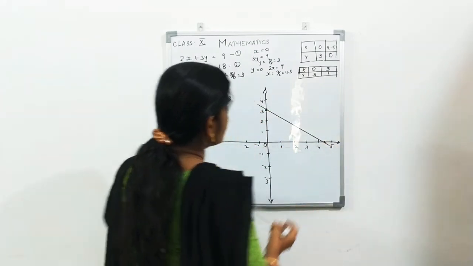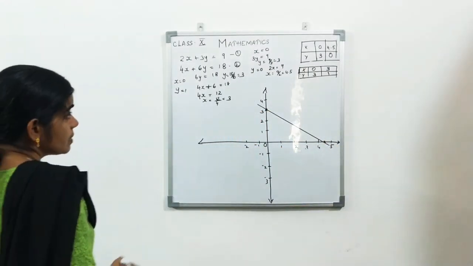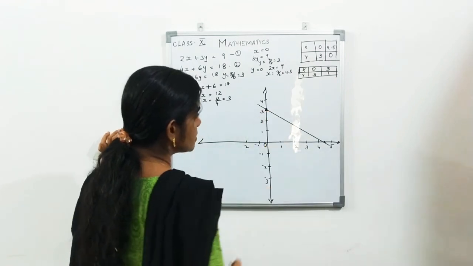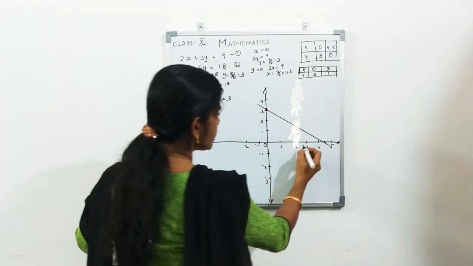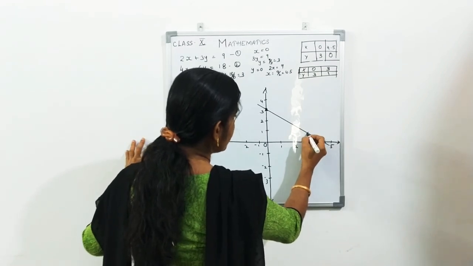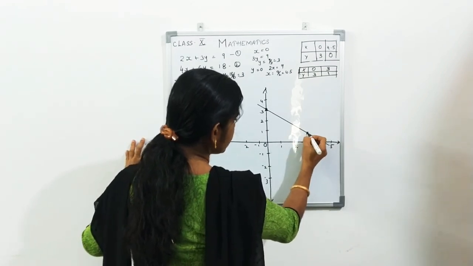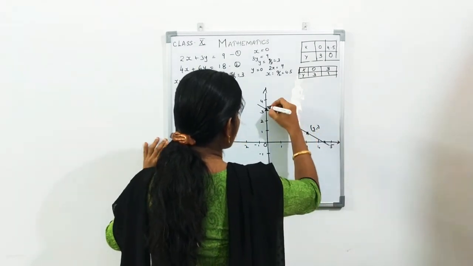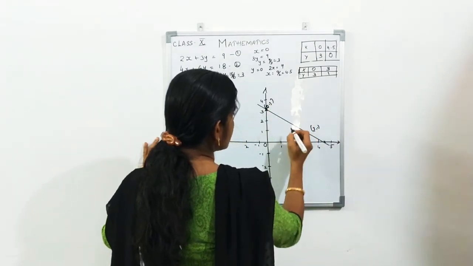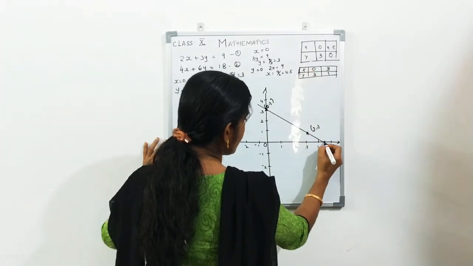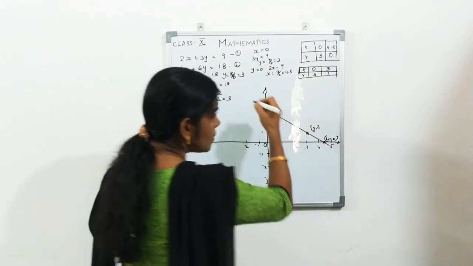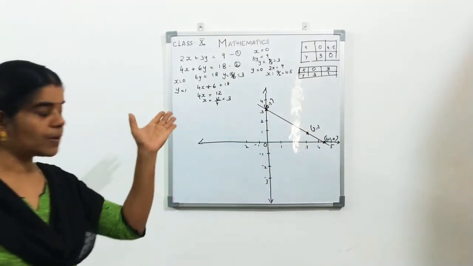Okay. Next one is (0, 3). The same point you got here. Next, when x is equal to 3, y will be 1. That also will be here. That point also, this will be the point (3, 1). This will be the point (0, 3) again there. This will be the point (4.5, 0). Then all the points come on the same line.